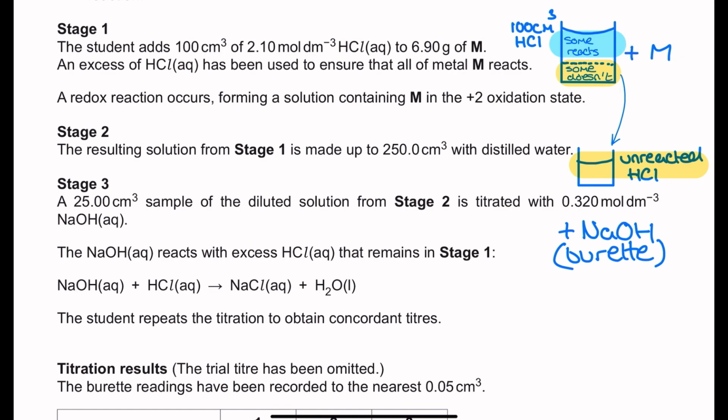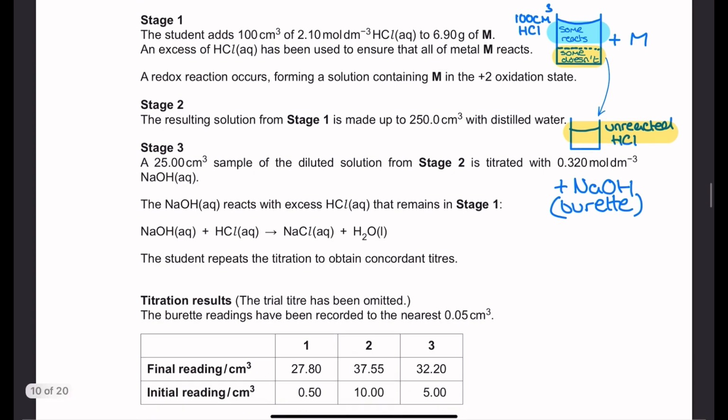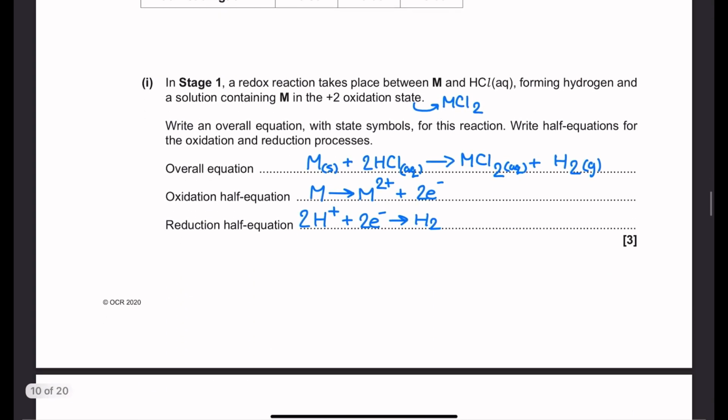Finally then, we'll be able to use the ratio between those two, that's the moles of HCl that did react, to determine the number of moles of M that were in the 6.9 gram sample, and then we can use the mass value and the moles of M to figure out its molar mass, the Ar value for the metal, and the identity of the metal from the periodic table. So let's have a look at the rest of the question, which builds up to this calculation, and see where the links are to our specification.